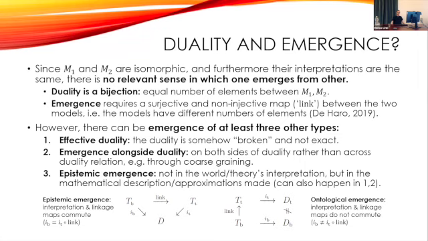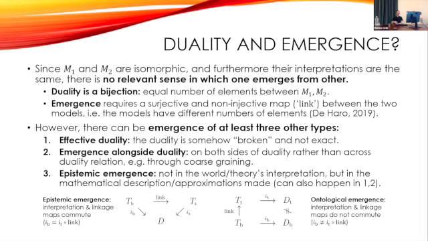So what I would like to argue is the following. Since we have M1 and M2 that are isomorphic, and furthermore, their interpretations are the same, because I'm assuming the case that we discussed yesterday of internal interpretations, which is also what they assume in their paper, then there is no relevant sense in which one emerges from the other, for the following reason. It has to do with the formal requirements that you might want to impose on your notion of ontological emergence in physics, in physical theory. So specifically, when we talk about emergence of one theory in physics from another theory in physics.